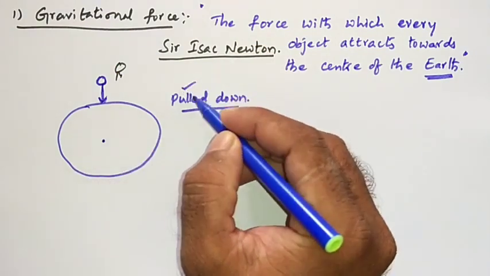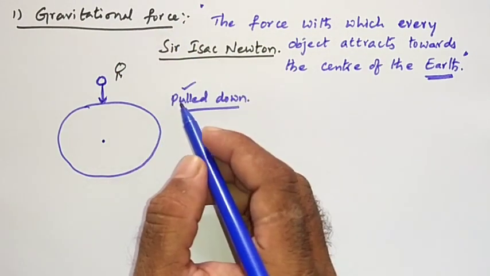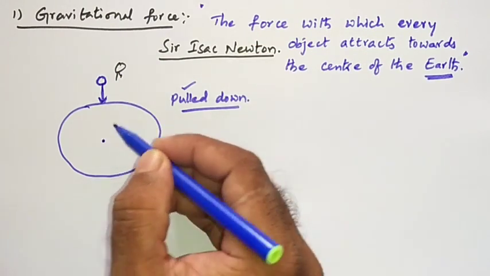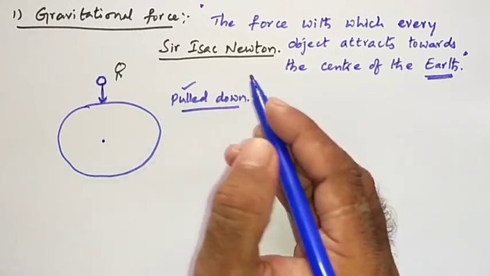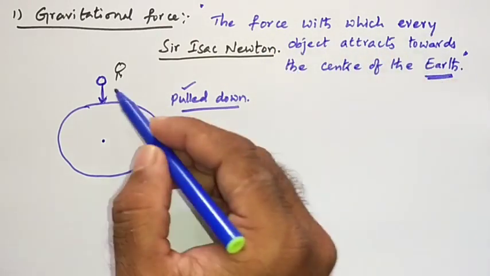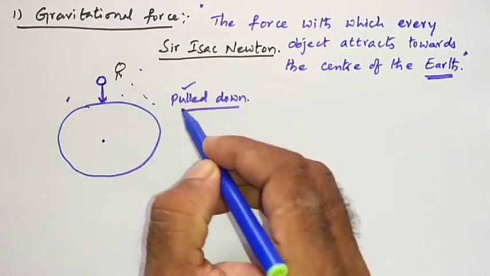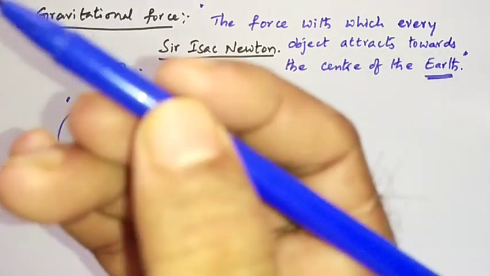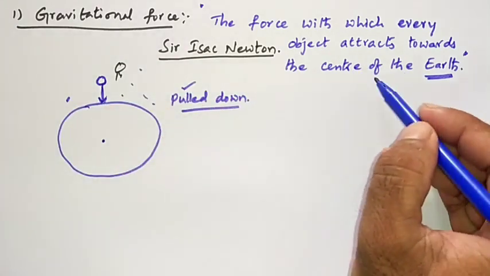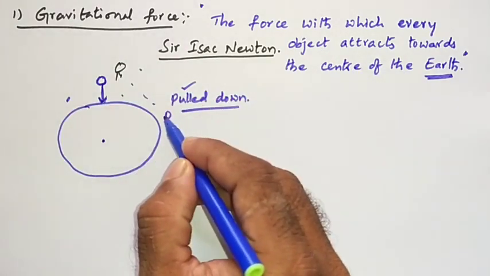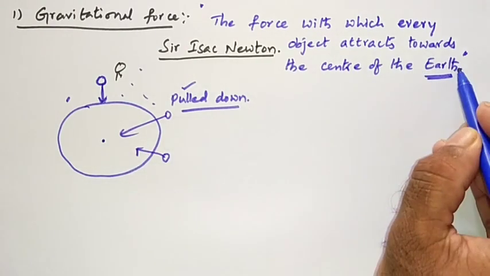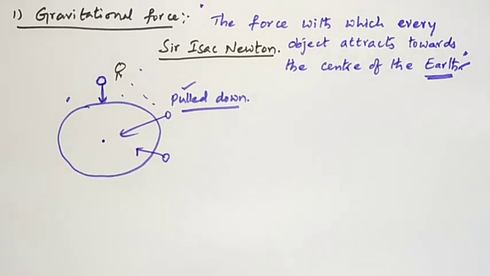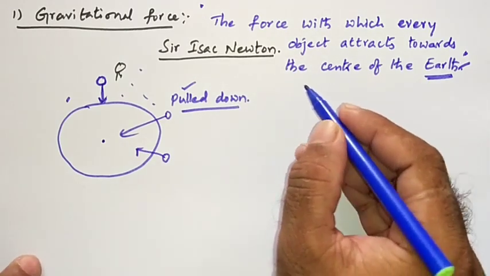That pulling we learnt as force. Who is pulling here? The earth is pulling, so this force is known as gravitational force. Gravitational force is the force with which every object is attracted, pulled, towards the center of the earth. If the object is here, it is pulled in this way. If the object is here, it is pulled in this way. That is known as gravitational force. Clear on the definition? Right, the first one, the definition, is completed.